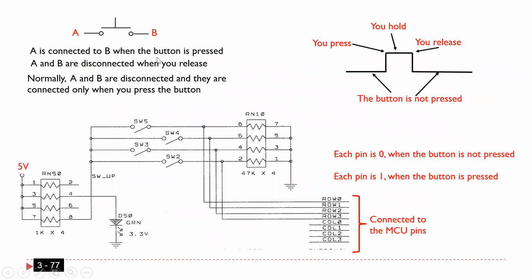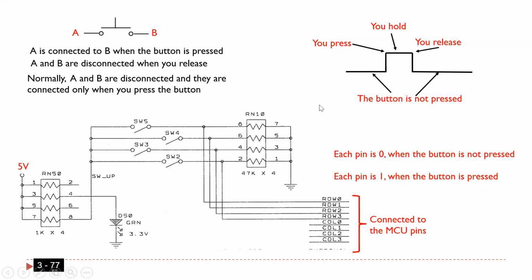So the coming lab, we are going to use a switch. We are going to use push button. You should understand what is the difference between a push button and the switch. Push button, as you see here, is always 0 volt. Once you press, it's going to be 5 volt. As you hold, it's going to continue 5 volt. Once you release, it's going to go to 0 volt again.